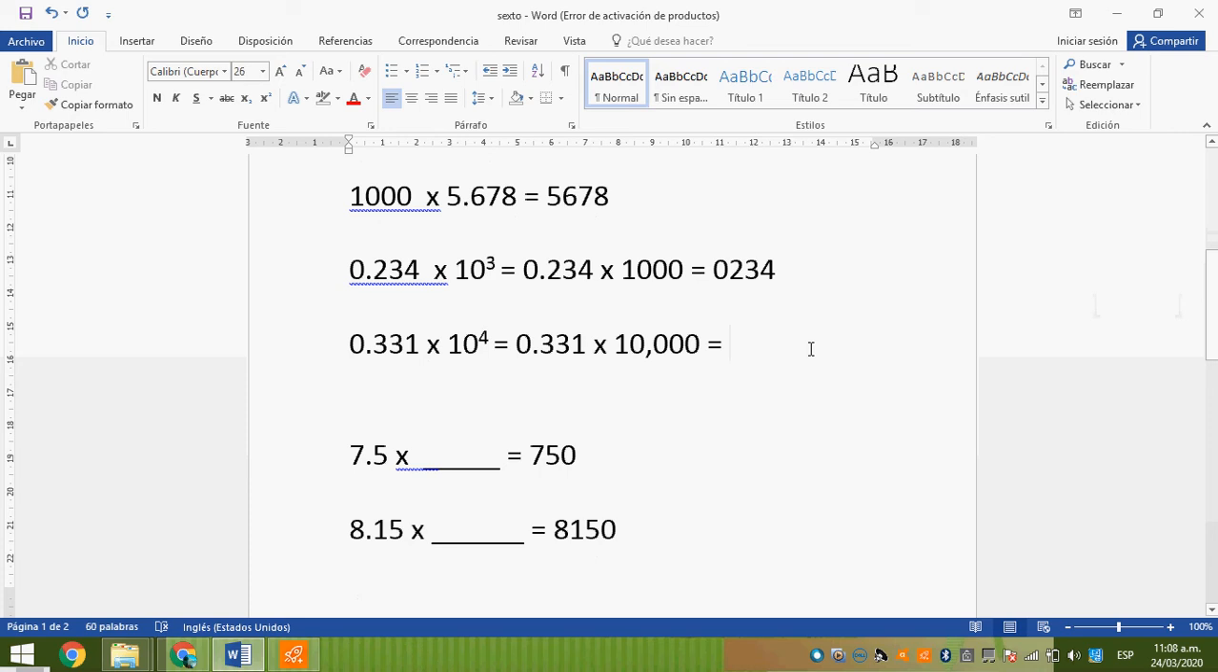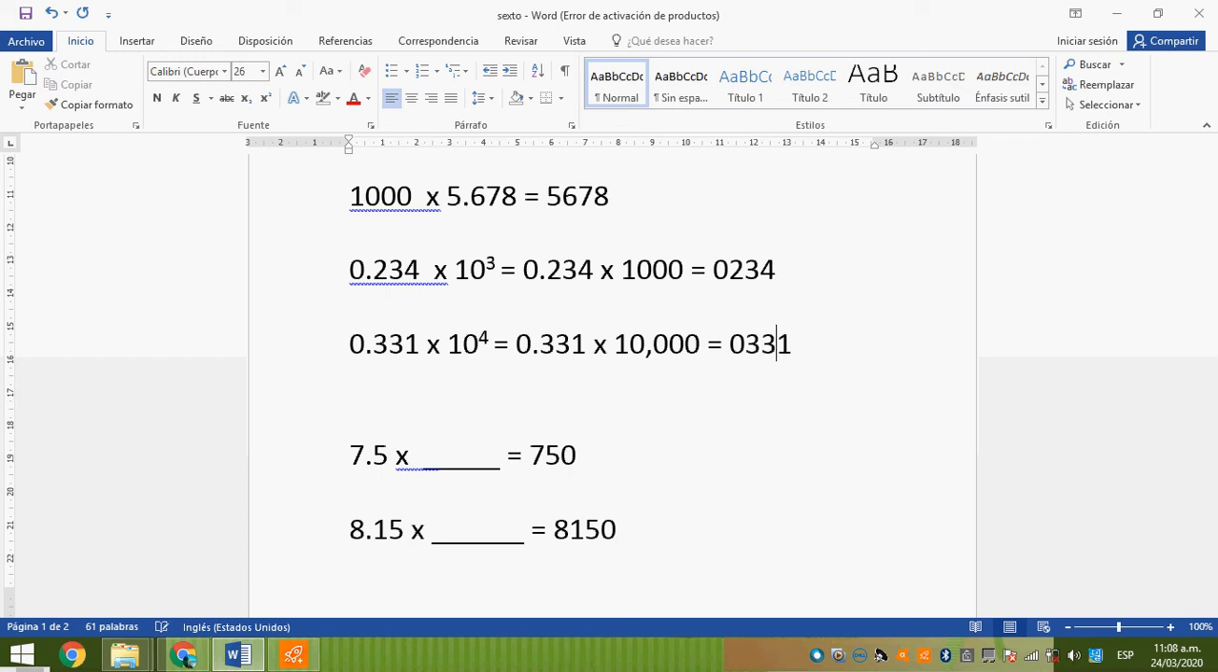The next one. I have 0.331 times 10 to the fourth power. That means I need to put 4 zeros with the 1. 10 to the fourth power is the same as this. Do you see? That means I need to move the decimal point 4 spaces to the right. I'm going to put the number over here. If I move 1 space, this is going to be in here. If I move it 2 spaces, it's going to be over here.